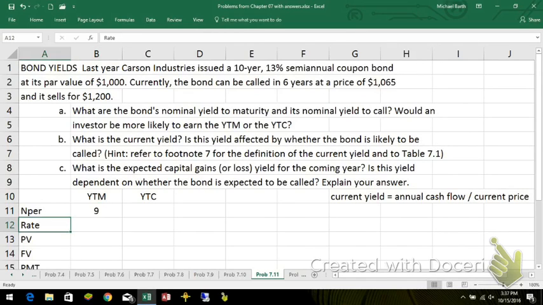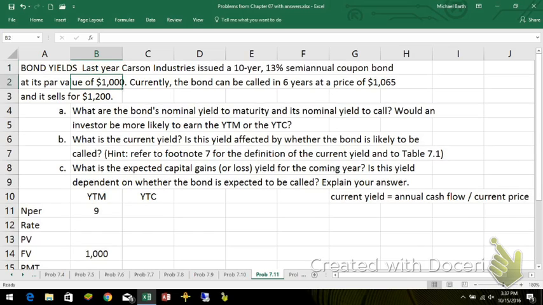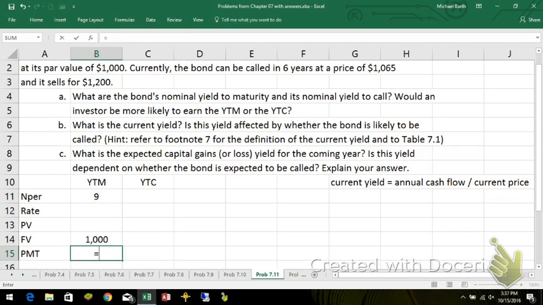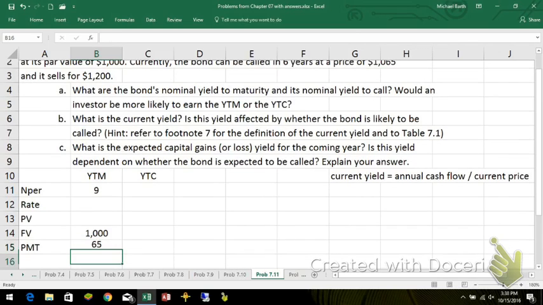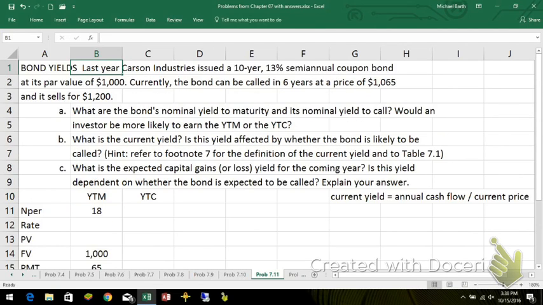It has a $1,000 par value, and it has a 13% semi-annual coupon. So a 13% semi-annual coupon would be $130 a year, divided by 2, because you're going to get that in 2 installments of $65. So it still has 9 years to go, but you get 2 payments per year. And it currently sells for $1,200. That's the current price.